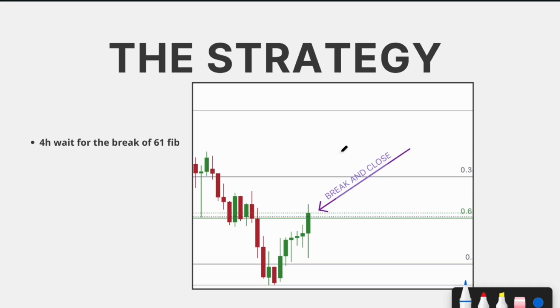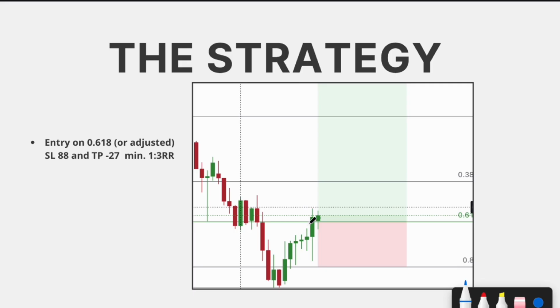Then we go to the 4-hour, and on the 4-hour, we're going to wait for a break of the 61 level. That will be this green line. As soon as we have the break and close of this 61 level on the fib, this indicates that the new impulse is now going to start. So you should have a break and close on the 61 level on the Fibonacci.